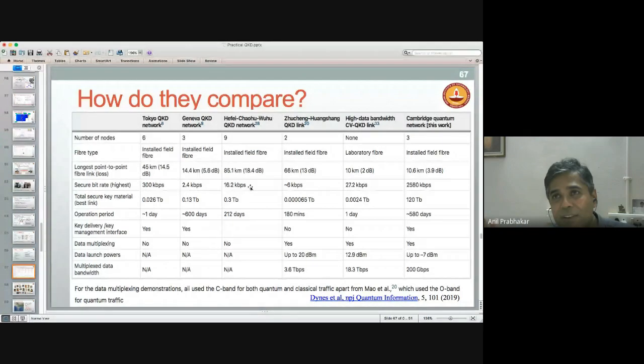If they've done 500 kilometers at a higher key rate, that's because they're using specialty fiber. They've bought and installed specialty fiber. So this kind of fine print is important for us to understand. The other one is the operation period. Somebody runs it for 1 day, somebody runs it for 600 days, 580 days. I think it's important because these systems, although they're engineered with precision, also have to be stabilized against environmental fluctuations.